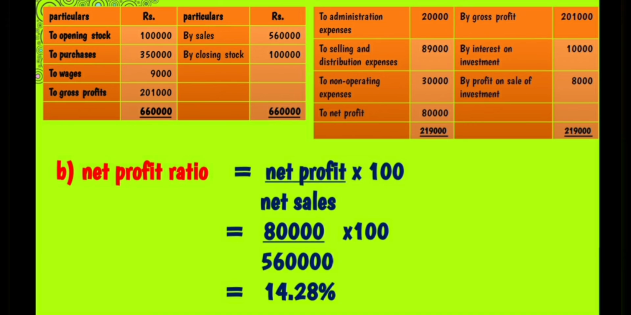Let's see the second one, net profit ratio. We know the formula: net profit by net sales into 100. Net profit is already given in the question itself. 80,000 divided by net sales, which we already know is 5,60,000, into 100. We got 14.28% as the net profit ratio.